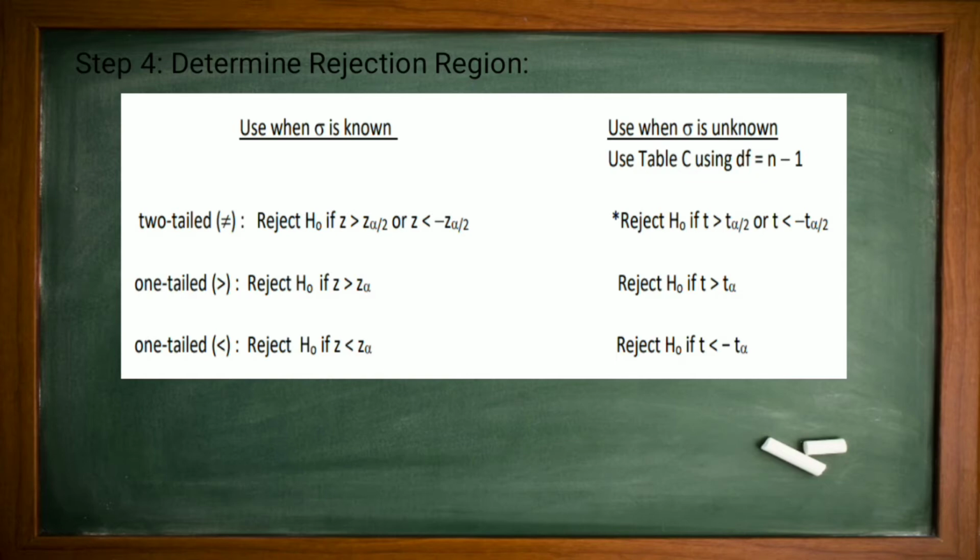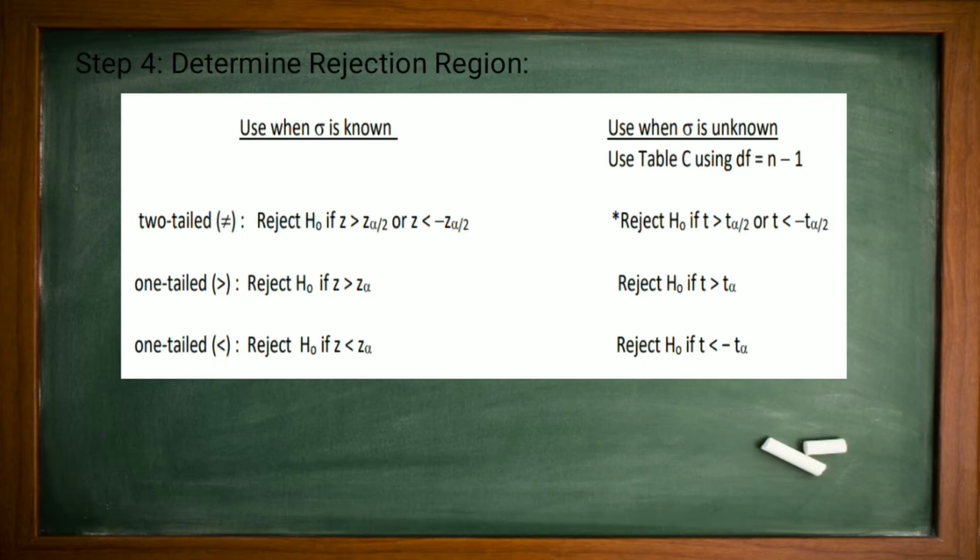Okay, sa kabila po naman, use when the standard deviation is unknown. Okay, so dito po, we will use table C using df. Df means degrees of freedom. So, meron tayong formula, df equals n minus 1. Okay, so yan po, kung makikita nyo, meron tayong reject the null hypothesis if the t value is greater than t alpha over 2 or t is less than negative t alpha over 2. So, yan po yung ating two-tailed.